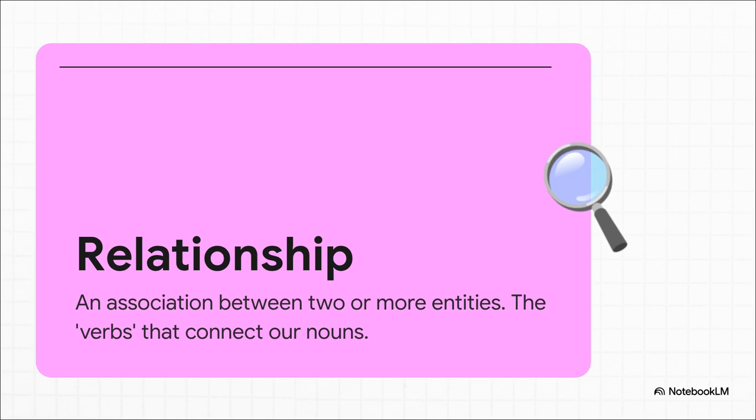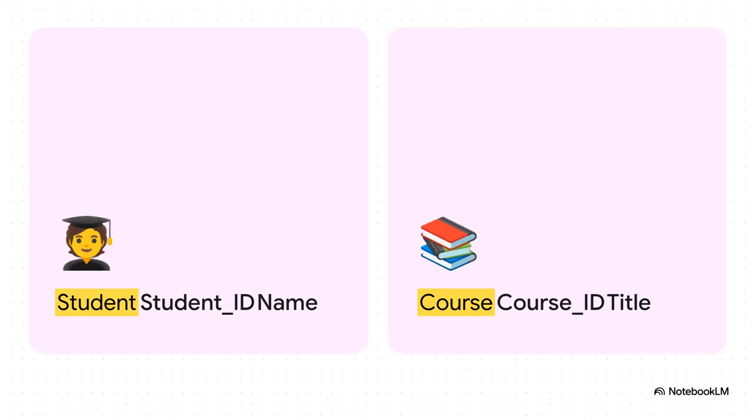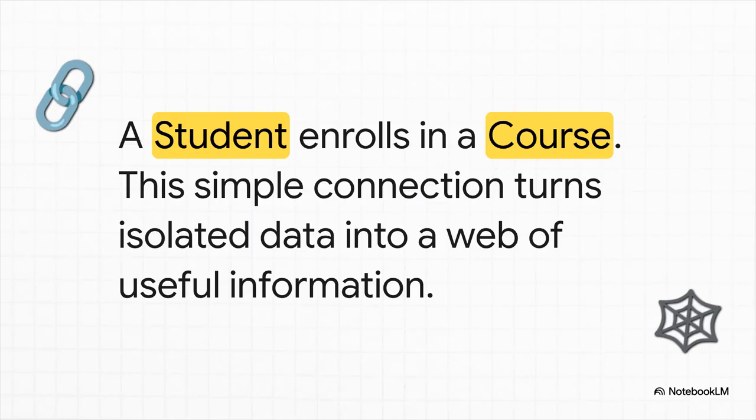This is where the data starts to get really powerful. So imagine we have our student entity and our course entity. Without a relationship between them, they're just two completely separate, unrelated lists of information. We know some stuff about students, and we know some stuff about courses, but we have no idea how they connect.